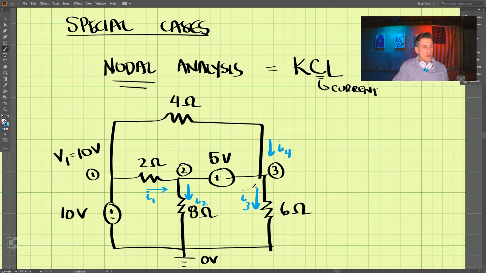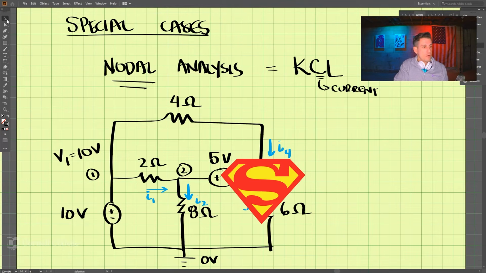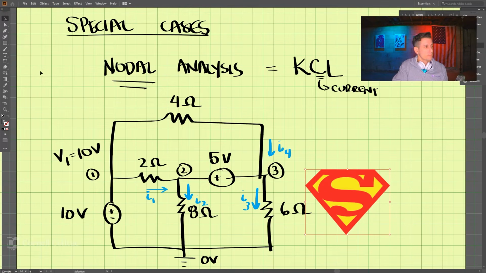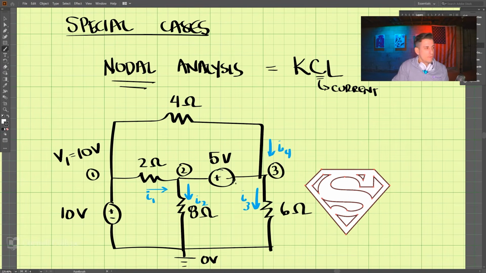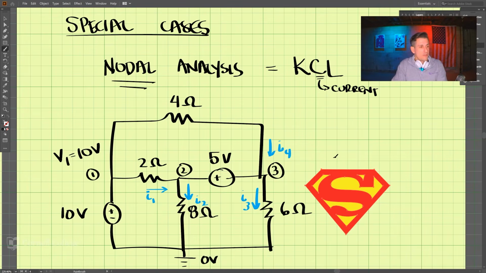We do not know the current across a voltage source. We cannot solve this. So we need to think of a new method. And the method we use is called Supernode. So many of you know Superman. And what we'll be talking about here is a supernode.